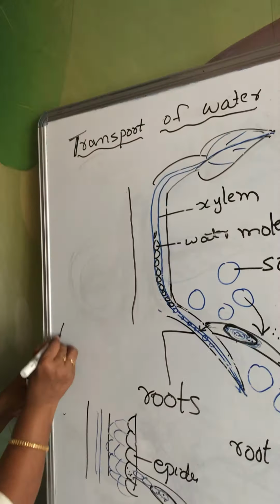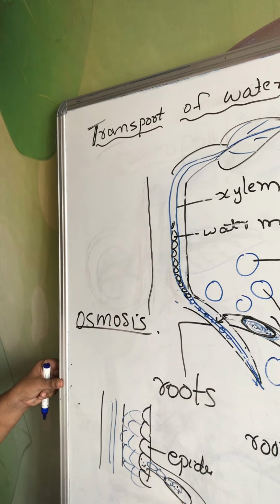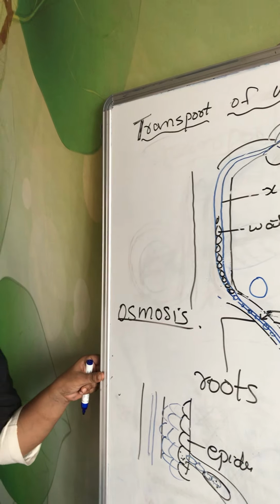That is because, through a process called osmosis. We have learned osmosis again in class 9. Osmosis is the movement of water molecules from high water potential to low water potential through a semi-permeable membrane. Yes, children, we have learned it.